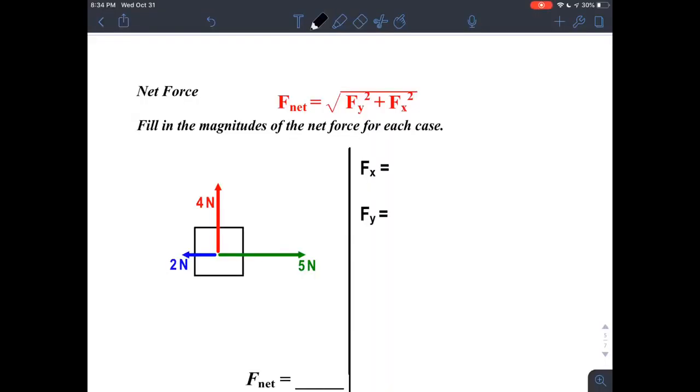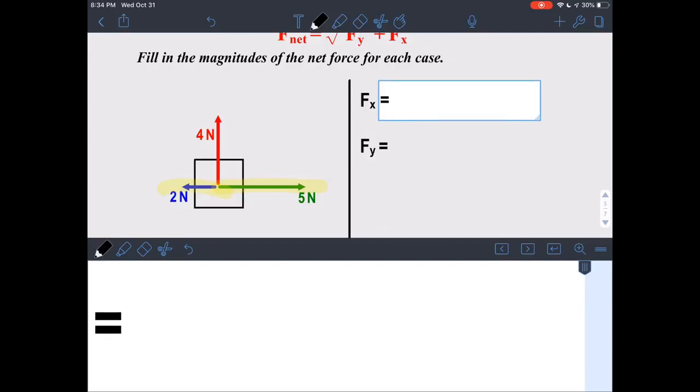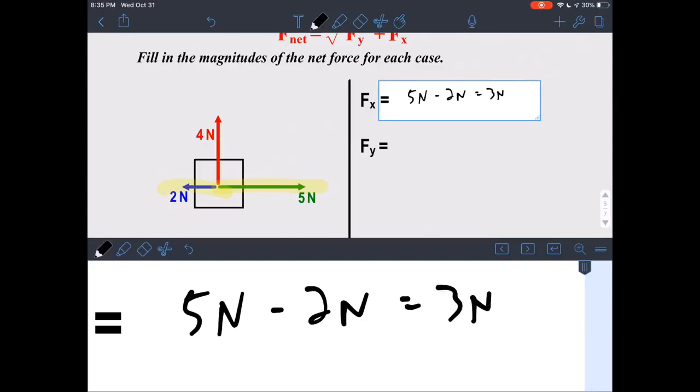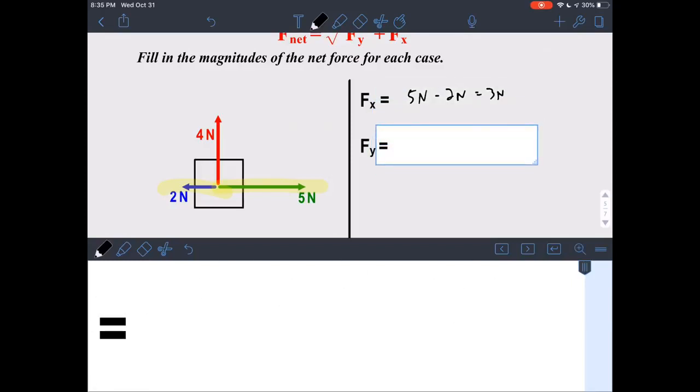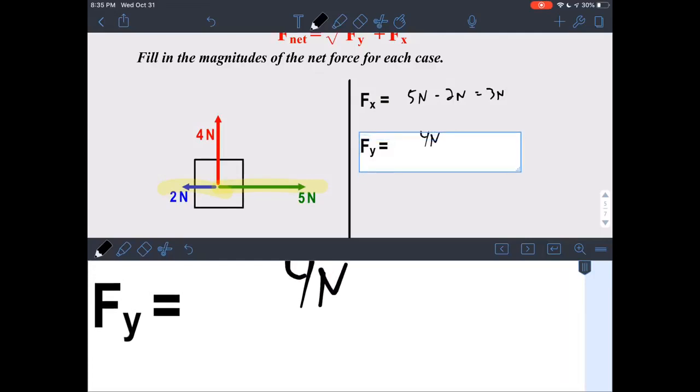All right, for our next example here, the difference is that we now have 2 horizontal forces. We have 2 newtons to the left and 5 newtons to the right. So we do have to go ahead and account for that. To find our Fx, we're going to take those 2 forces and subtract them. So we have our 5 newtons to the right minus the 2 newtons to the left, which is going to give us our 3 newtons to the right. And then our y force is just going to be 4 newtons up. So the result is really just like what we had before, where we've got our 3 newtons to the right and our 4 newtons up.